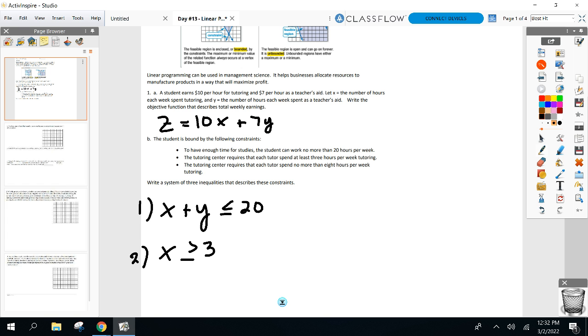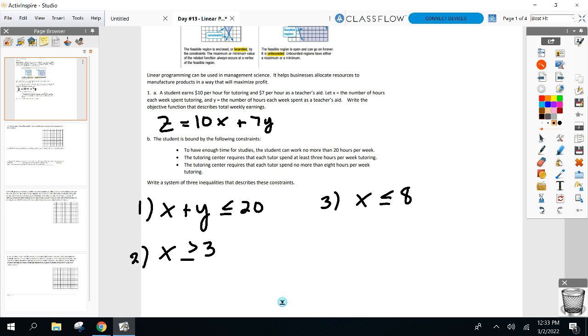And then one more. But they also say I can only tutor no more than 8 hours a week. Still what variable? Because I'm tutoring, X. No more than 8 hours a week. Okay. So given these restrictions, what's the maximum amount of money I can make? That's what we need to find out. Where are these going to go? On the graph on the next page.